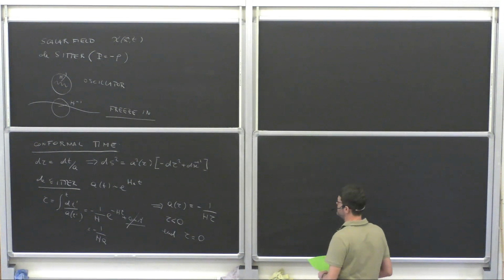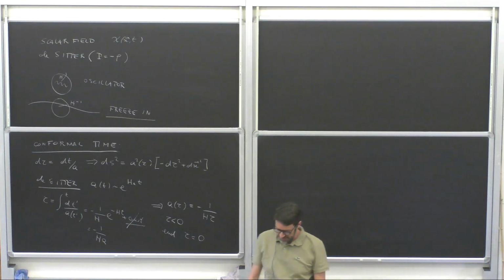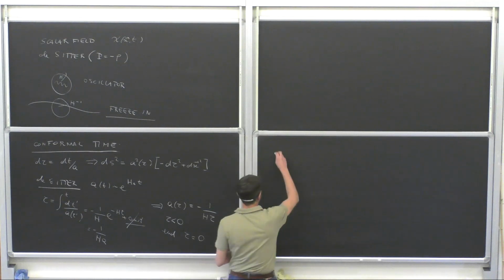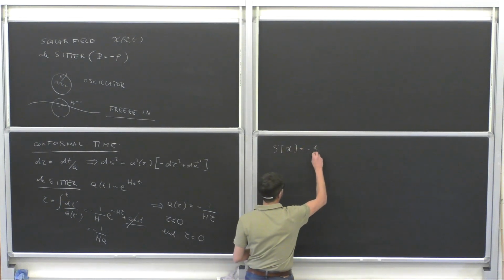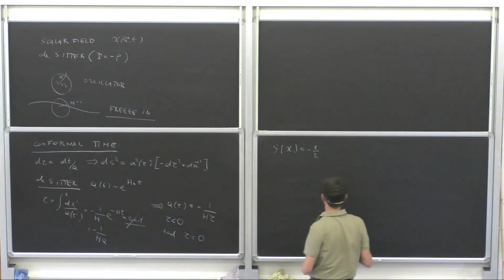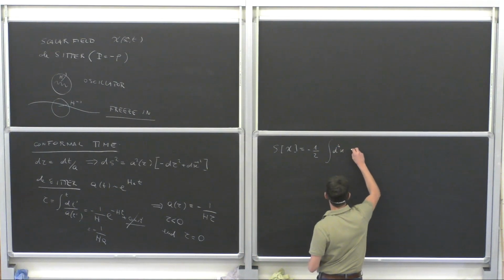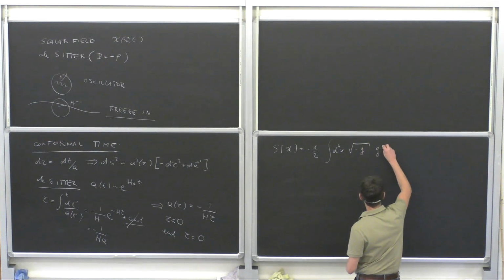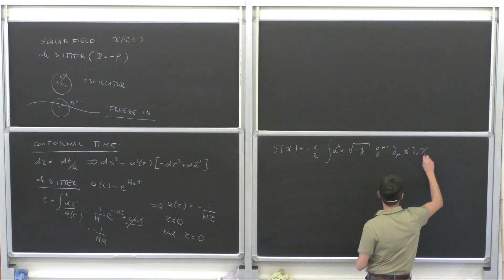Okay, so this is the first transformation that I need to do. Then I can write down the action of my scalar field. If you remember, the action is S of chi equal to minus 1/2. The minus is because of my convention for the metric. The integral in d^4x, the square root of minus g, times g mu nu, d mu chi, d nu chi.